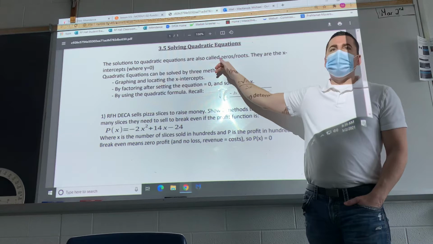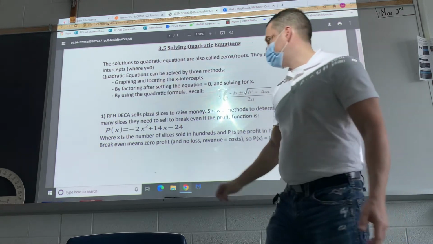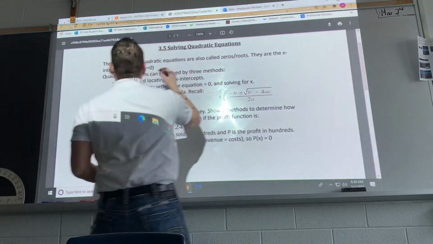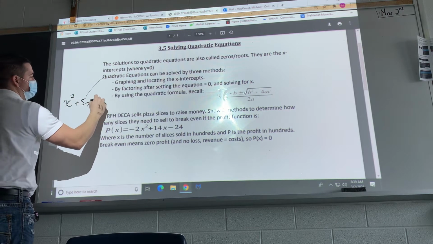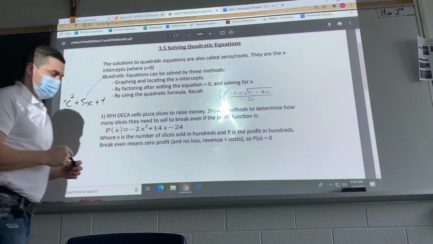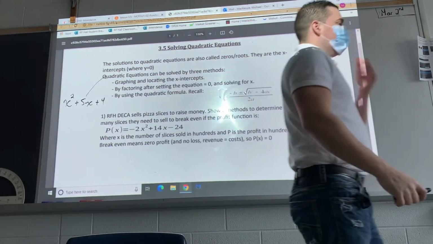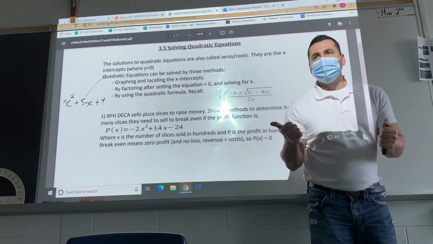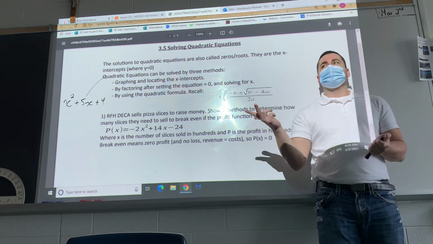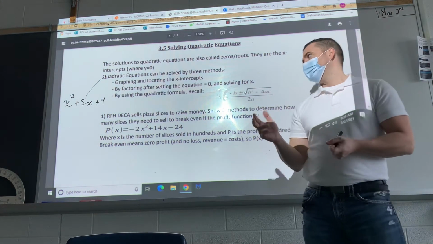Any quadratic equation would just be something like x squared plus 5x plus 4. That's a quadratic equation. It could be in 3 different forms that you should have learned last year: standard form, vertex form, and factored form.